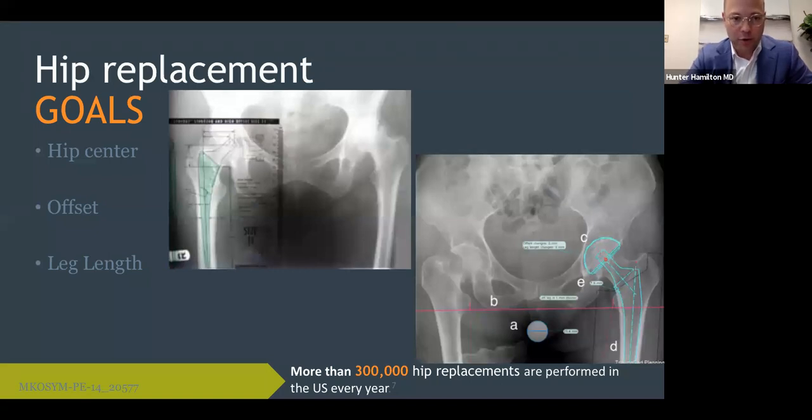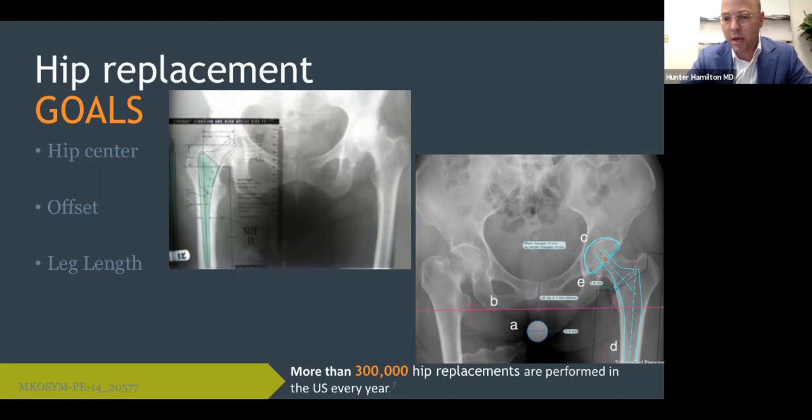Traditionally, in order to carry out our three goals of restoring hip center, offset, and leg length, we would use two-dimensional imaging and plan our surgery. On the top left, you see where somebody had printed out an x-ray and laid essentially a stencil over it and tried to plan for the appropriate size implants and try to carry out the goals of surgery.